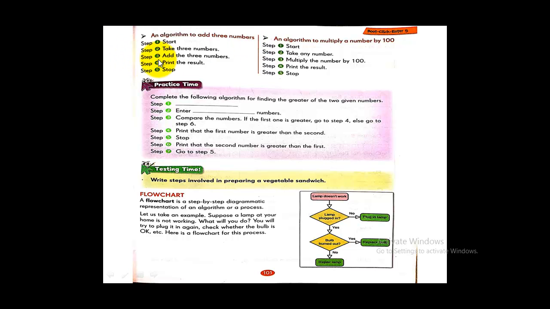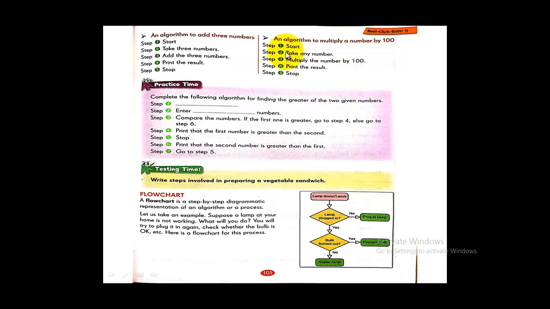Then the third step: so we have the three numbers, so we can start the operation, that is, add the three numbers. We are going to add those three numbers which we have taken. Okay, then after getting the result, now print the result. After doing the operation of addition, we will get the sum, that is the result. So we will print the sum, that is the result, then the end of the program, that is stop.